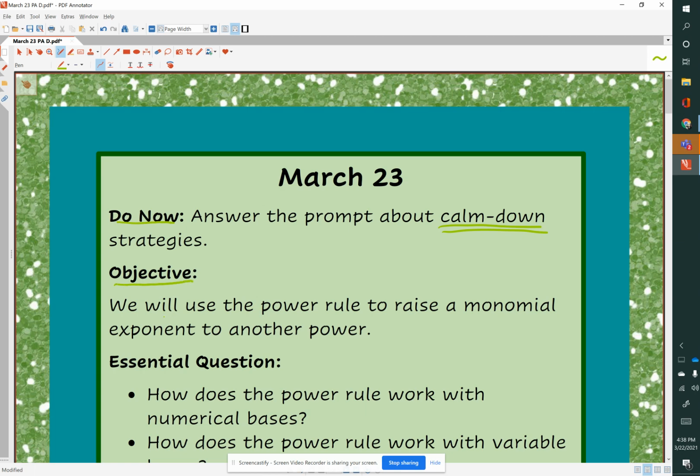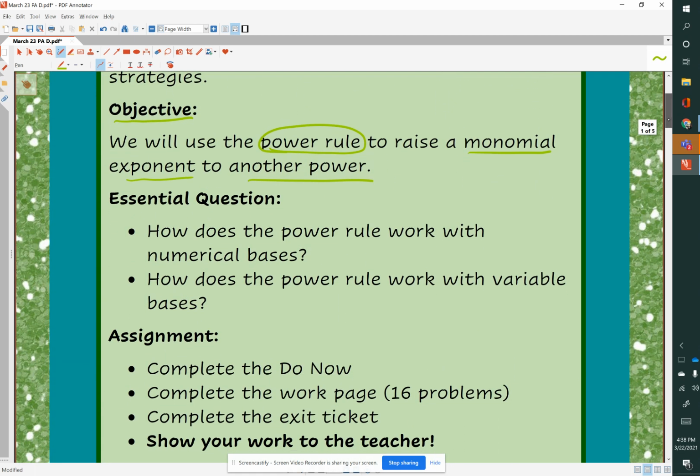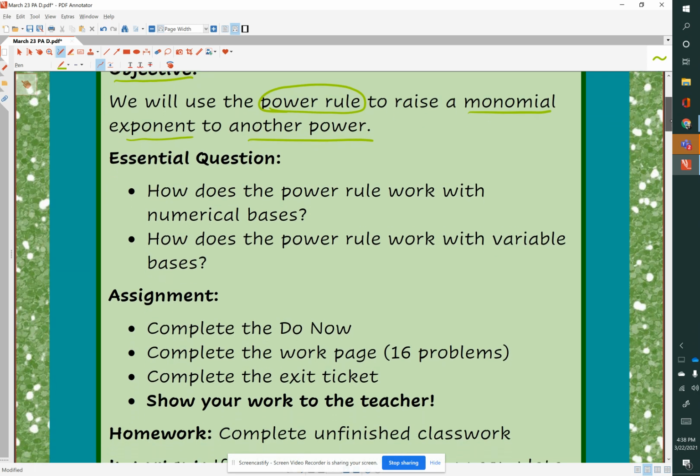Our objective today will be to use the power rule. That's our new information. And we're going to raise a monomial exponent to another power. I want to warn you, to caution you to be very careful with parentheses as we do this lesson. Our essential questions are: how does the power rule work with numerical bases? And how does the power rule work with variable bases?